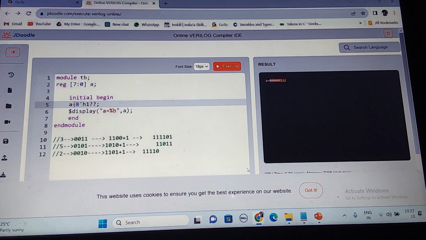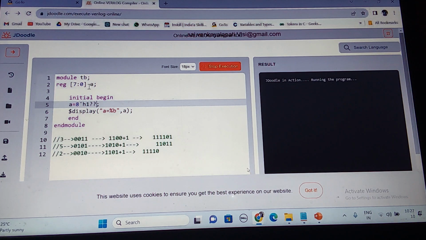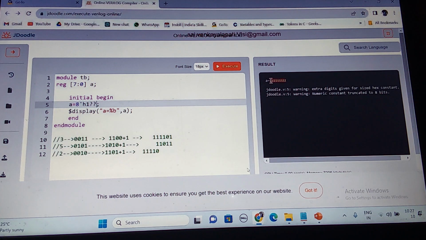Now what is the value? Is it 8 Z or 4 Z? It is 8 Z, because each question mark is an alternative for the Z value. So if I run this, since my register size is 8, I'll get 8 Z. Are you clear on this? The alternative for Z is nothing but the question mark, and Verilog will understand it.